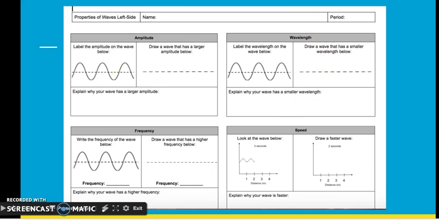First, this is your paper. Make sure your first and last name is at the top. We do need your last name, and then put the period that you have science. Notice that you are going to be working on the 4 properties: amplitude, wavelength, frequency, and speed. Okay, so let's look at amplitude first.